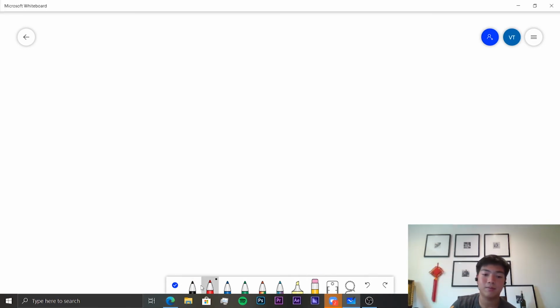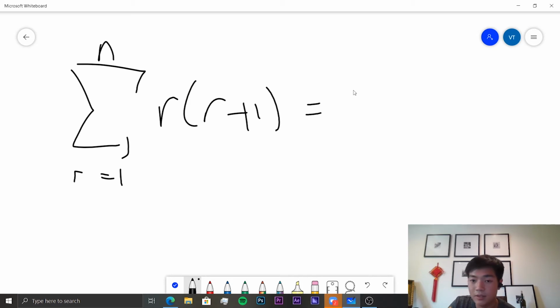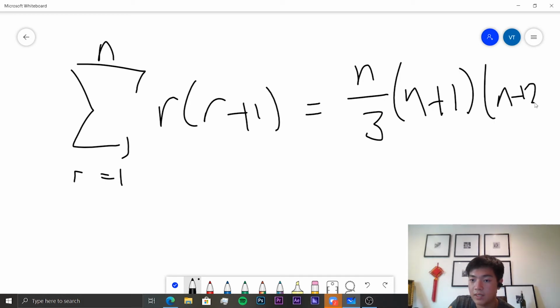last few problems. So the next problem is for r is equal to 1 to n. We want to prove the sum of r times r plus 1 is equal to n over 3 times n plus 1 times n plus 2. Okay, this looks pretty straightforward.